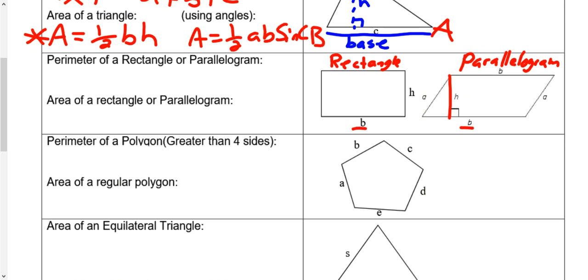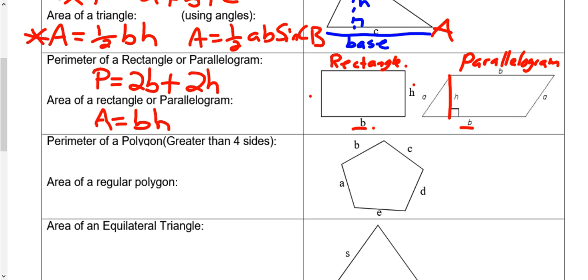So the perimeter is just 2 times the base plus 2 times the height. And that's because we have 2 bases, the top and the bottom, and we also have 2 heights, which are the 2 sides. So that would give us the perimeter for rectangle and parallelograms. The area is just the base times the height.